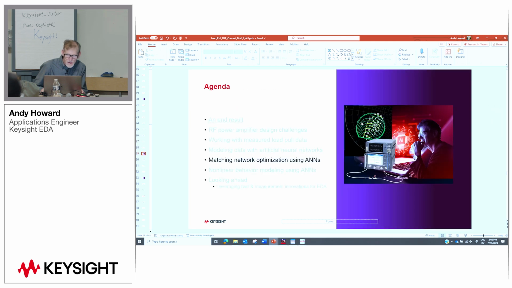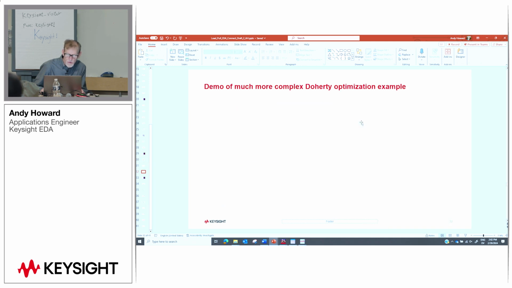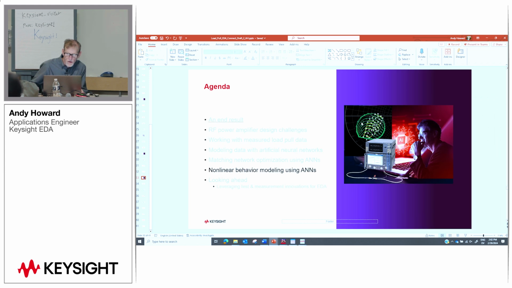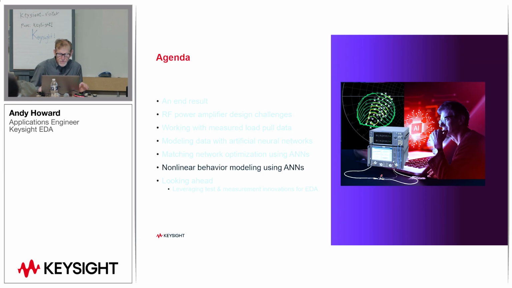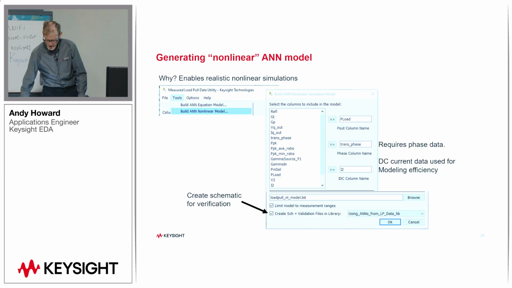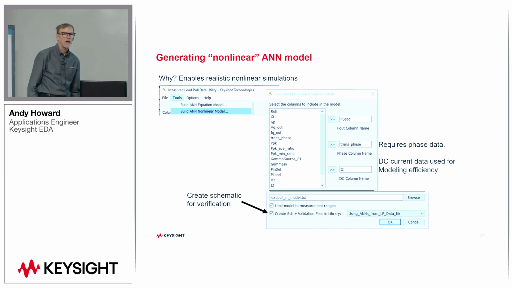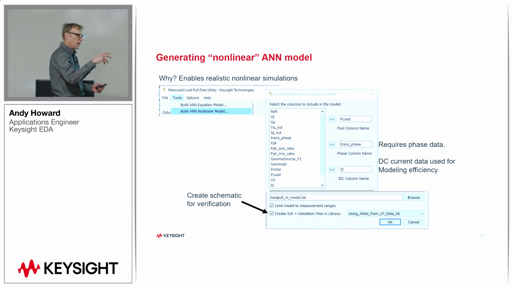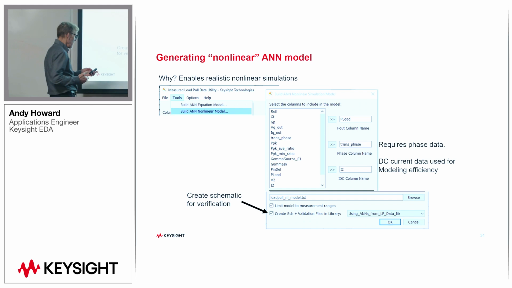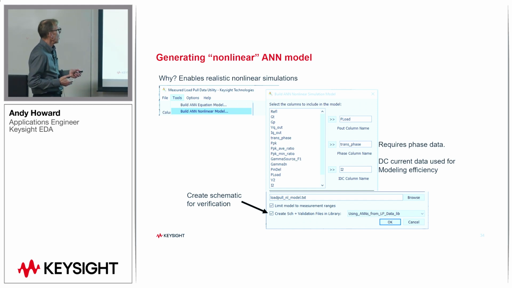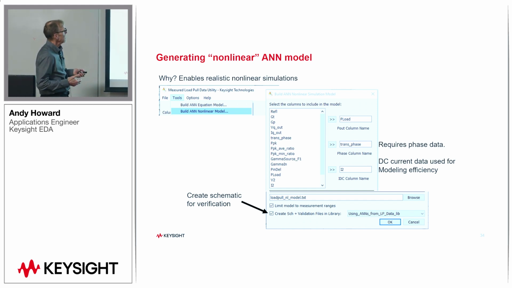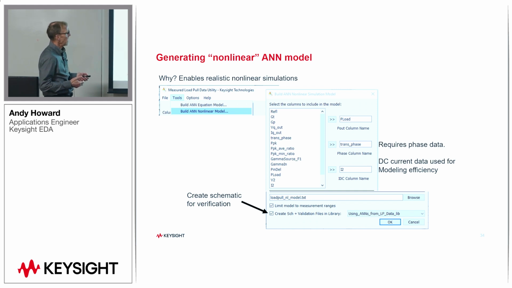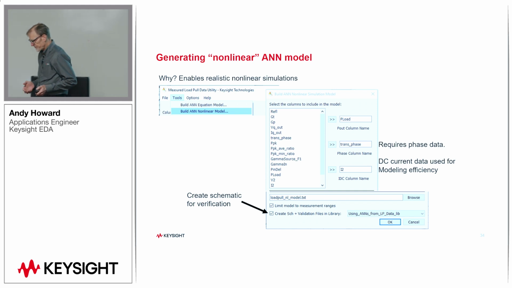So the last thing that I wanted to do, I realize I'm running out of time. The last thing is you can generate a nonlinear ANN model. What I showed before was like a lookup table ANN model, but you can generate a nonlinear model if the data has power and phase, and if there's bias current data as well, then you can use it to model efficiency.